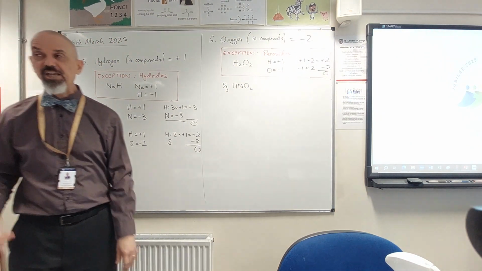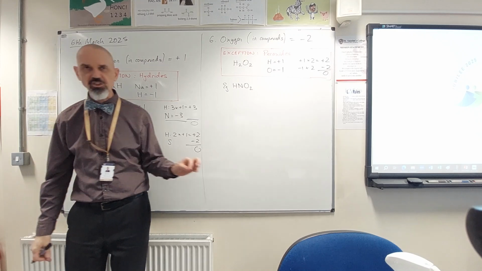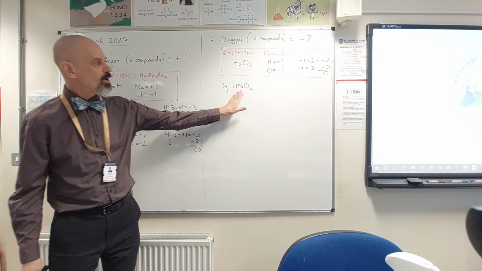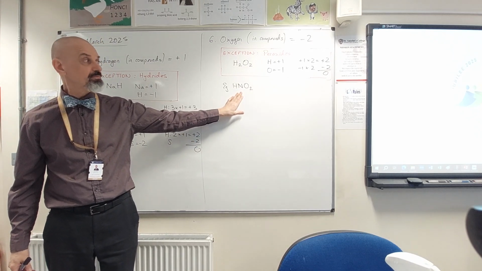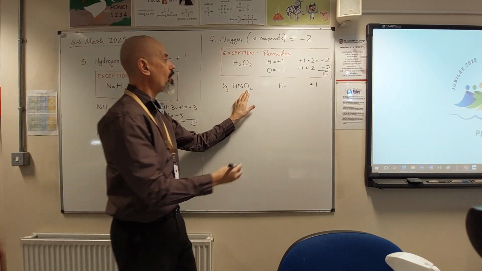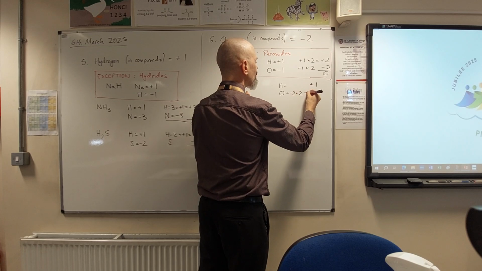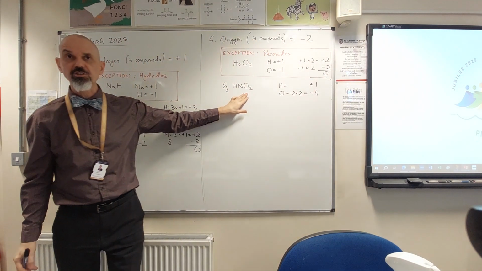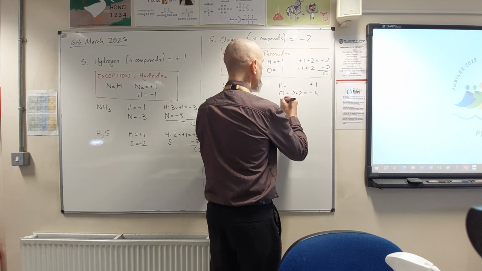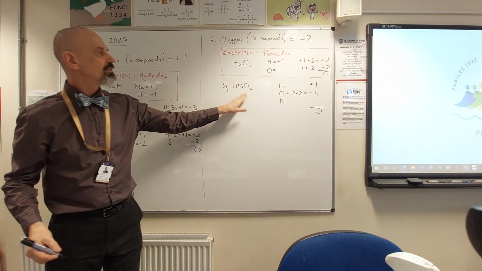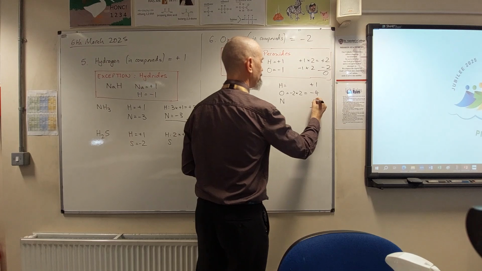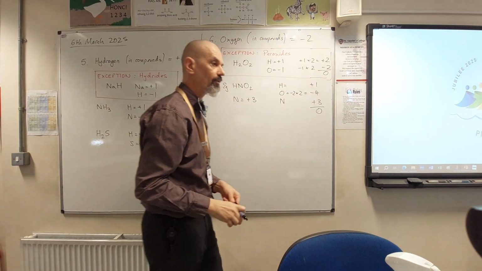Okay, let's go back to the standard rule then, rule number 6, oxygen is -2. So if I want to work out the oxidation state of nitrogen here, I can say, okay, hydrogen is +1, rule number 5. Oxygen is -2, but there's 2 of them, so oxygen is contributing -4. And everything has to add up to 0, so nitrogen must be +3. Okay.